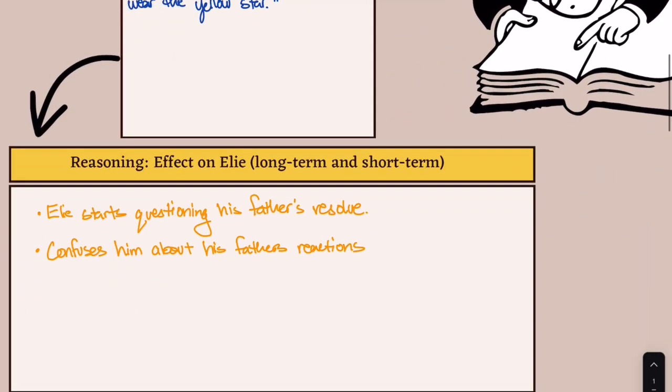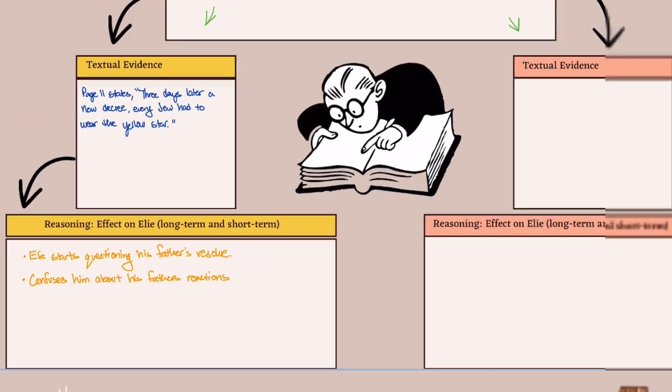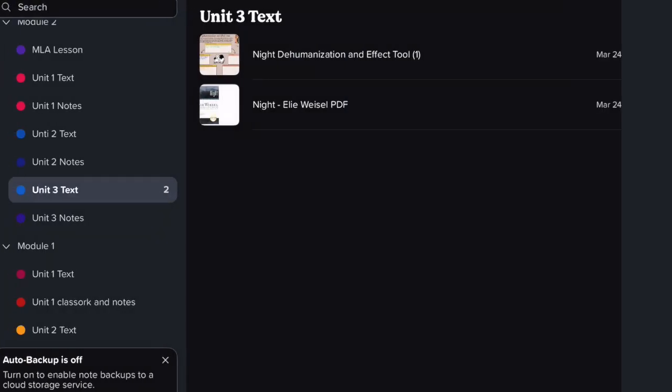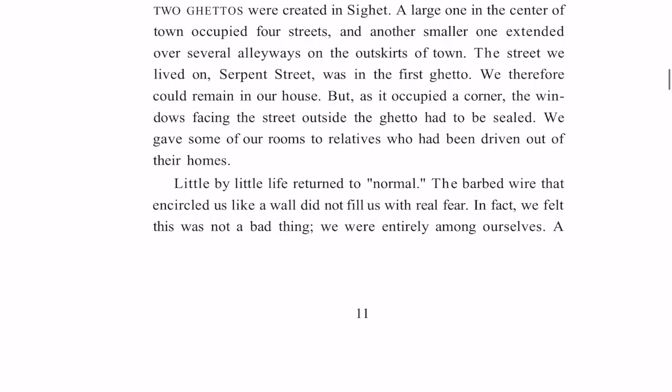Okay, and remember, these reasoning statements are yours to craft. These are yours to craft. These are just a couple of things that you might want to touch on in your reasoning statement, or you can touch on something else. It's up to you. Okay, let's find another piece of evidence here. So let's go back to our text.